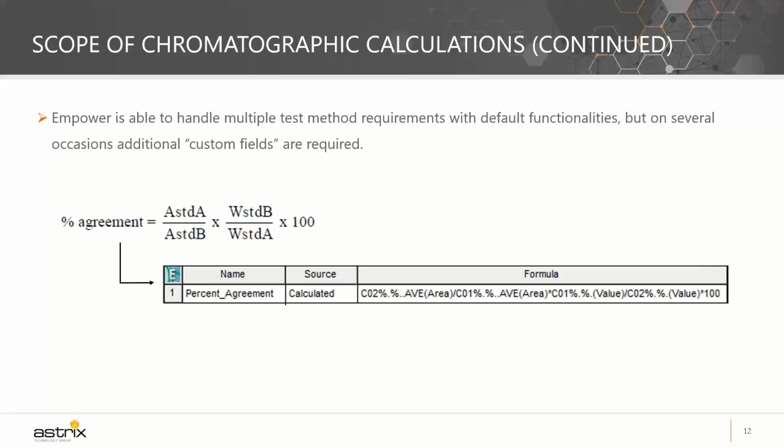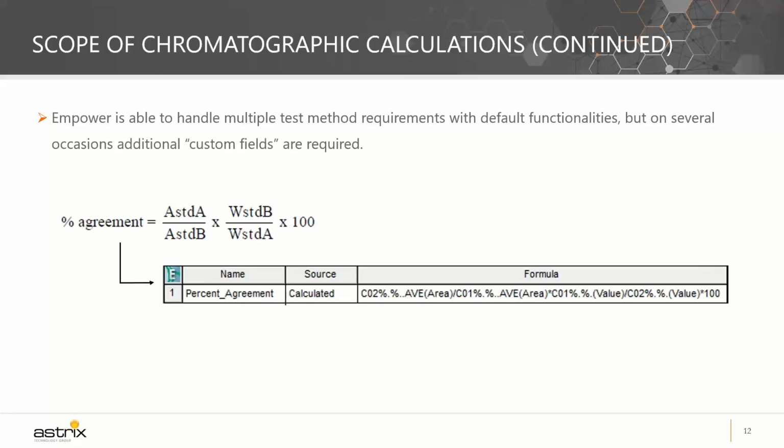So Empower is able to handle multiple calculation requirements with all functionalities, but on several occasions, additional custom fields are required. And this is really one of the things that make Empower so special, right? It's flexibility. So custom fields are fields that you can create in Empower that are either input fields or calculations, and they allow the users to input minimal data, so let's say recovery factors, secondary standard dilutions, label claim, and so on, and then receive an output of a calculated result using Empower database values.